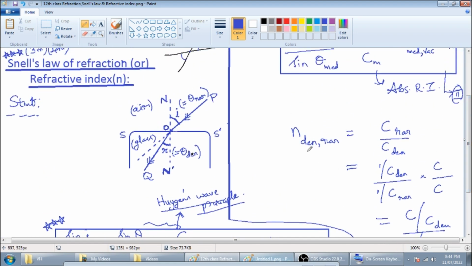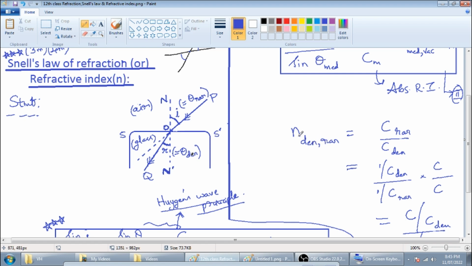Now another very simple thing, just observe here. We have the refractive index of denser with respect to rarer. It is simply defined, in terms of velocities of light, as C rarer by C denser. This is the relative refractive index of a denser medium with respect to a rarer medium. So from the defining equation we are getting it like this. Now, another less useful thing can be obtained. It's not useful much, but still it's not completely useless.